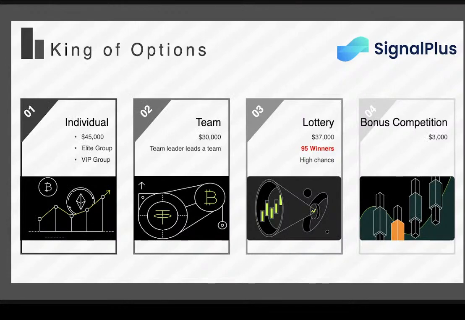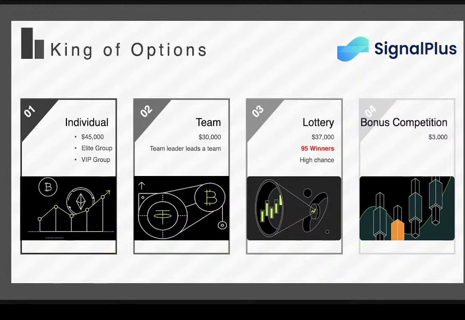And after introducing the basic concepts of option trading, SignalPlus and OKX are co-hosting an option trading competition, King of Option, a week later. There will be 4 types of trading groups, 4 types of competition in this series of competition. The general rule of the competition is trading volume. So the more you trade, the more volume you trade, the higher rank or more benefits you will be getting.